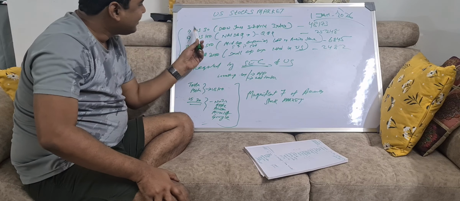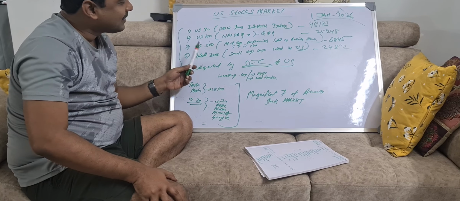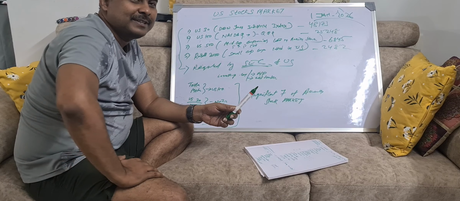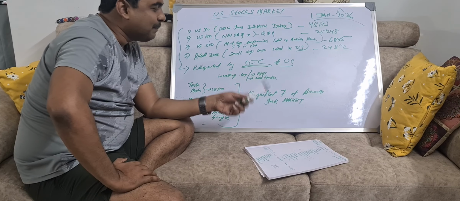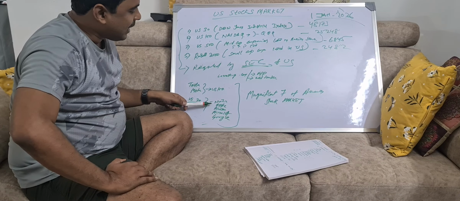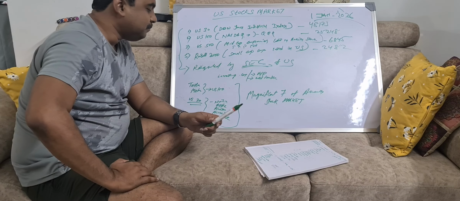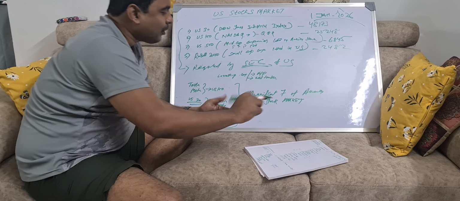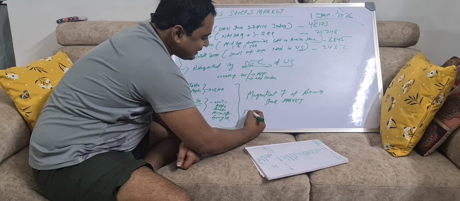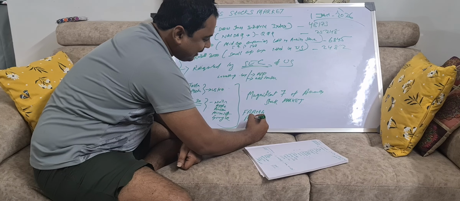Although there are 30 companies here, 100 companies here, 500 companies here, Russell 2000, there are so many companies listed. But the Magnificent Seven of the American stock market are Nvidia, Apple, Amazon, Microsoft, Google, Tesla, and Meta. And we talked about FANG and MANG companies. These are almost similar companies. FANG and MANG, almost the same.